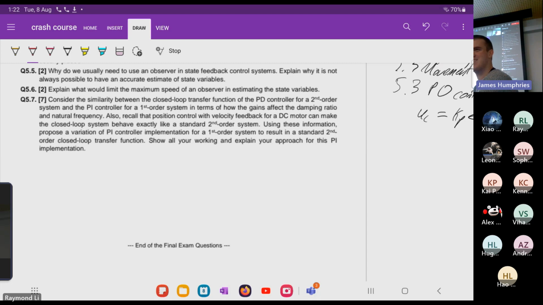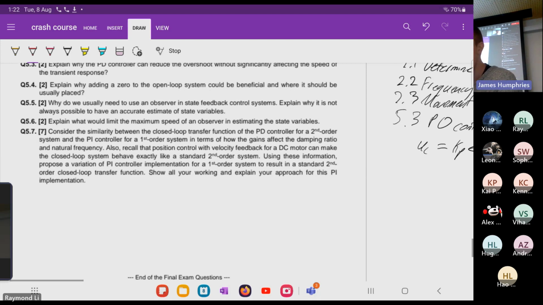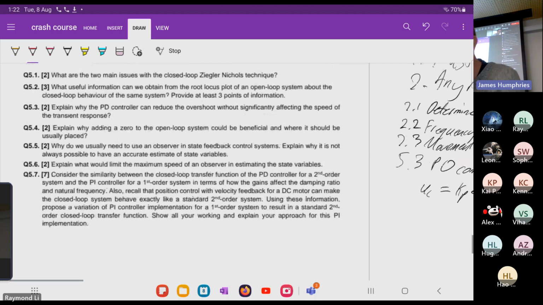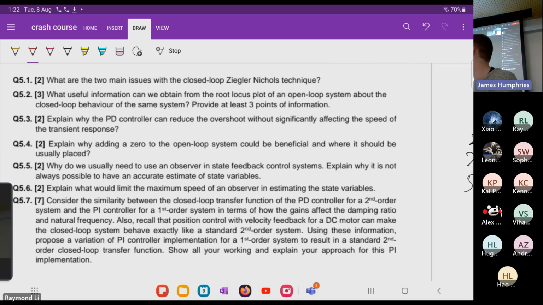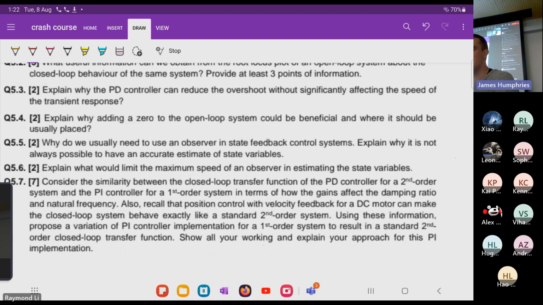Well, that's a lot of words. What are we thinking? Like, did I skip a question? I did skip a question. Okay, explain what would limit the maximum speed of an observer in estimating the state variables. And you also skipped the one above it. We'll answer 6 first, and then we'll do the other one.